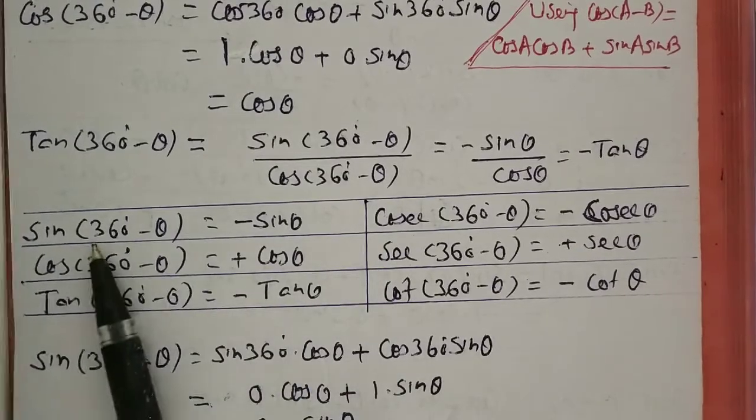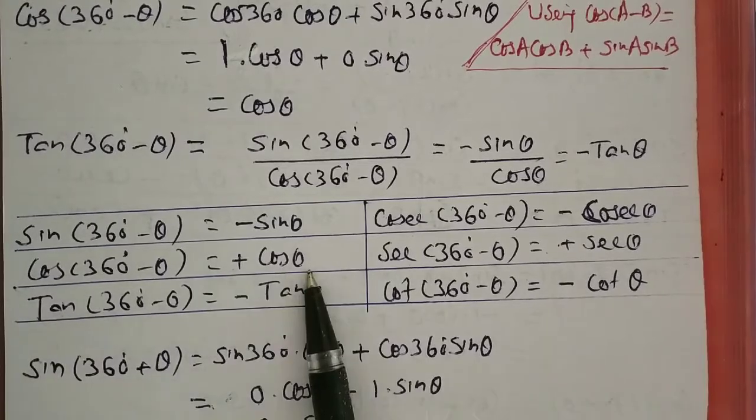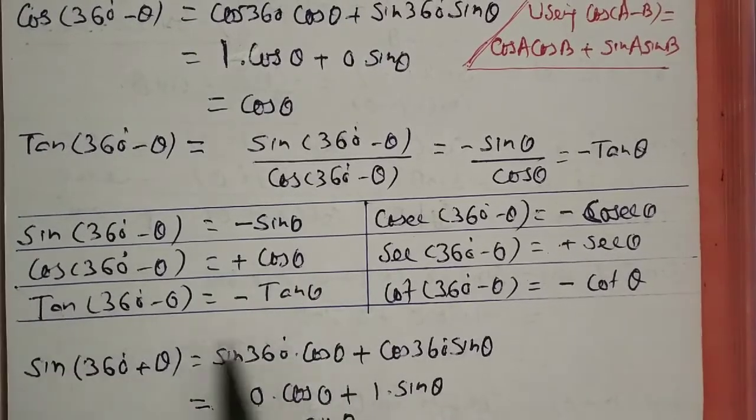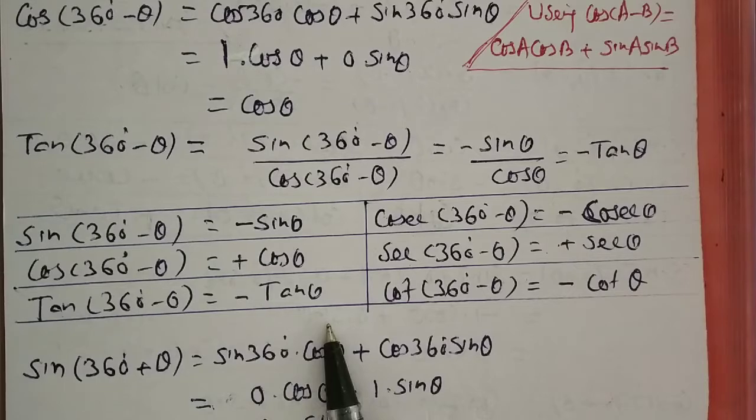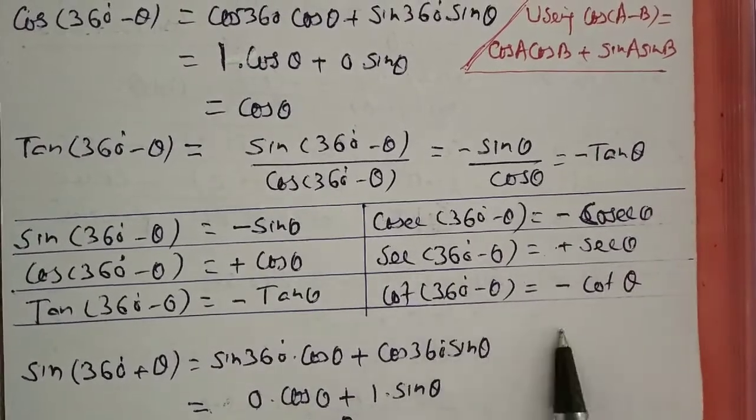Here sine becomes sine, no change in trigonometric ratio. Cos becomes cos, no change in trigonometric ratio. Tan becomes tan, no change in trigonometric ratio. Now cosec becomes cosec, sec becomes sec, and cot becomes cot.